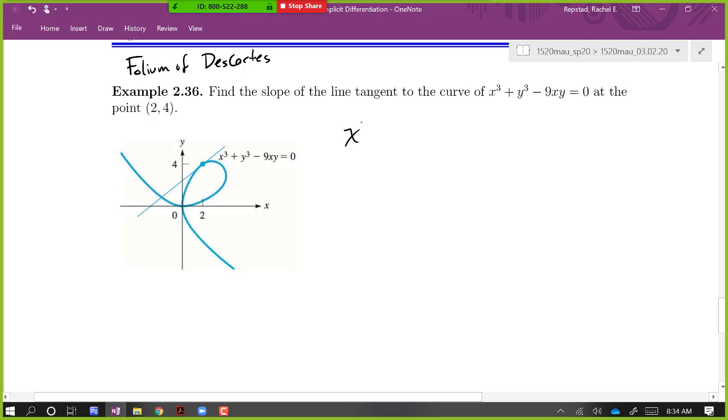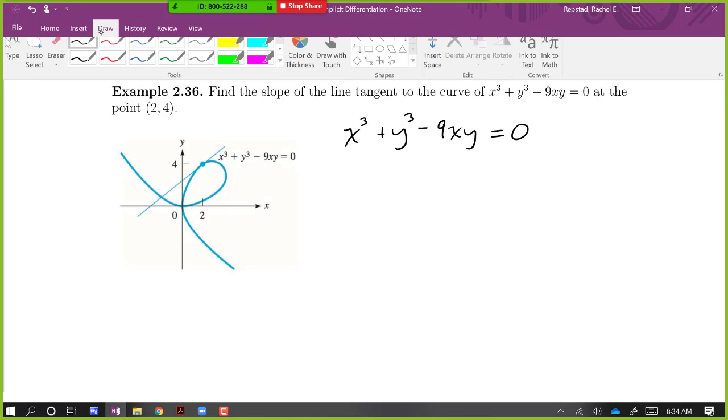Let's begin. Here's our equation. x cubed plus y cubed minus 9xy equals 0. Who wants to start us off? Product rule for the 9xy. Good. Okay, you said product rule for the 9xy.